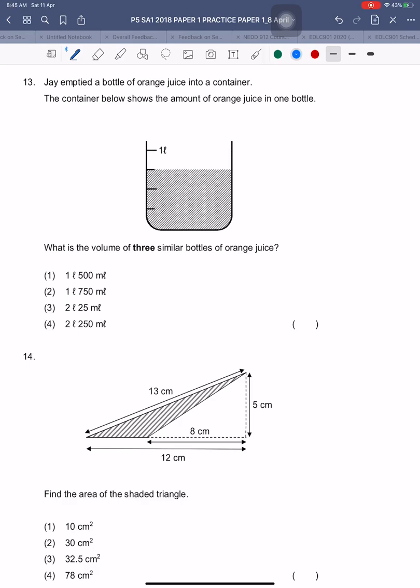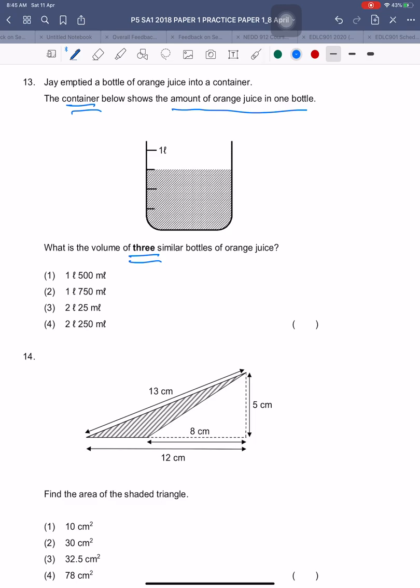Okay, so J emptied a bottle of orange juice into a container. The container below, so this is the container that we're talking about, shows the amount of the orange juice in one bottle. So what is the volume of 3? This is a keyword that you mustn't forget: 3 similar bottles of the orange juice. So before we do that, we need to find out how much orange juice is there in one bottle.